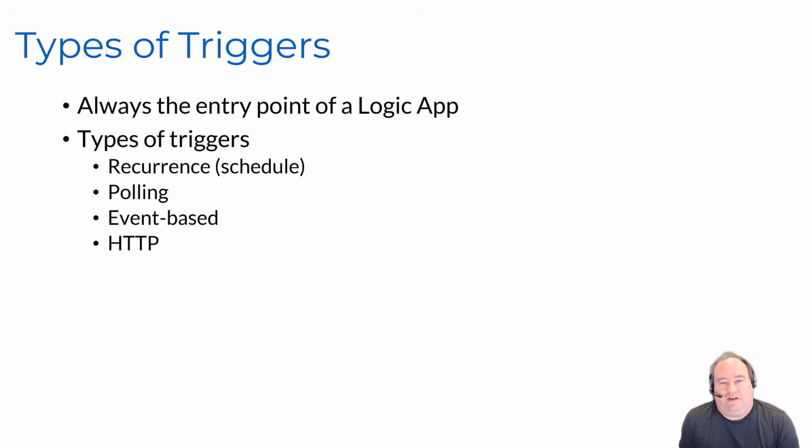Now, there are a couple of different types of triggers that we should know about. We have recurrence triggers, which are essentially a way to schedule a logic app to run on a set interval. We have polling triggers, where the logic app will, at a periodic interval, go out and look for data to consume. This could be a SQL trigger that calls out to a stored procedure to look if new records are available, or checking for new data in a service bus queue, something like that.